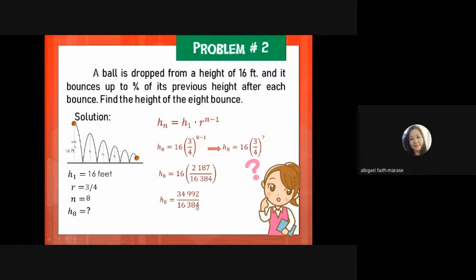Multiplying the numerator with 16, that will arrive with 34,992 over 16,384. Simplifying our fraction into a decimal form, so the height of our 8th bounce is equivalent to 2.14 feet.